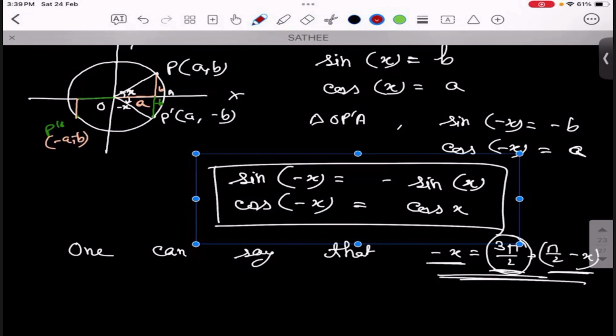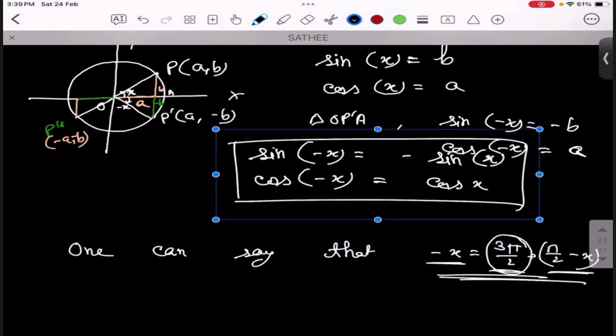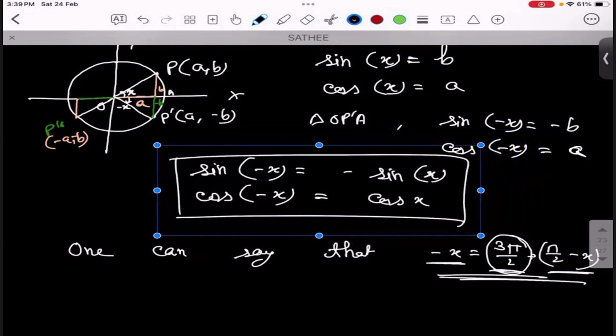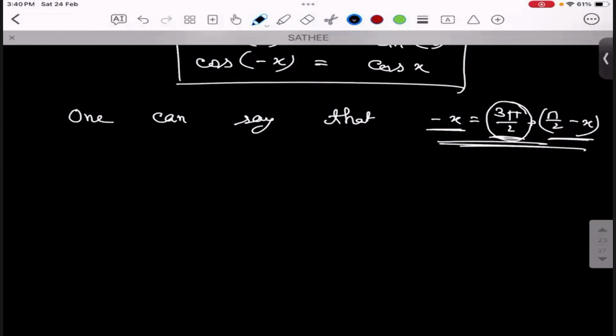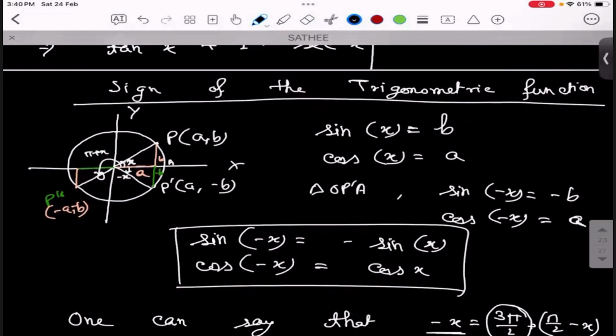Minus a, minus b. Okay, this is the axis which is distance 1. So what about this point? If we have the angle x here, so what about this angle? The angle will be pi plus x, right? From here it will be pi plus x. So what about sine of pi plus x?